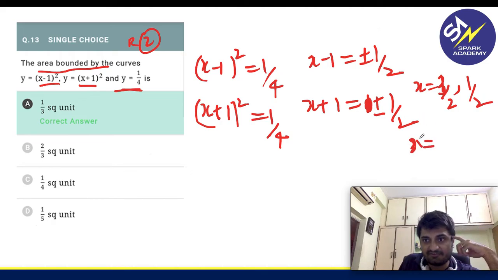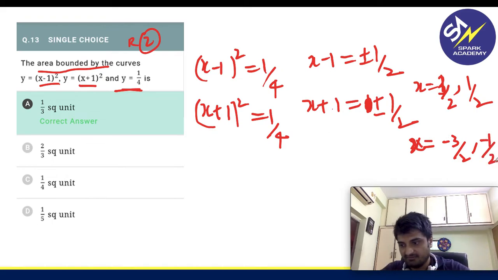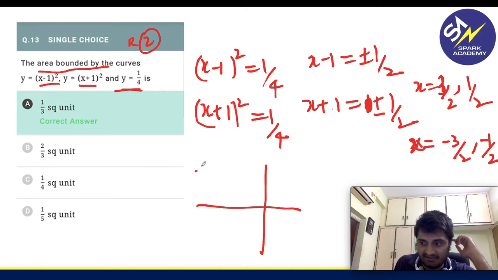Here what am I getting, guys? Here I am getting minus 1 minus 1 by 2, which is minus 3 by 2, and minus 1 plus half, which is minus half. Now, this is like (x minus 1) whole square, and this is like (x plus 1) whole square. So these are two parabolas basically, and it will look something like this, like this and like this.